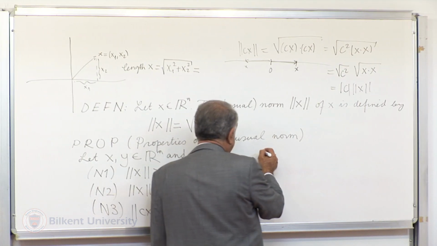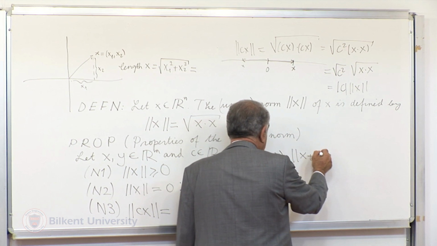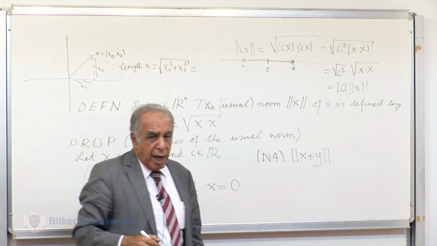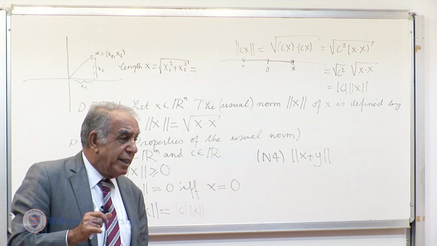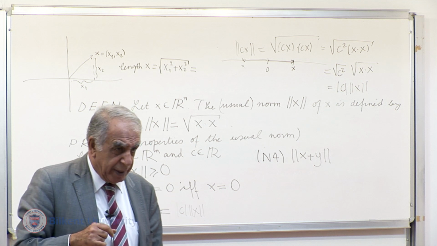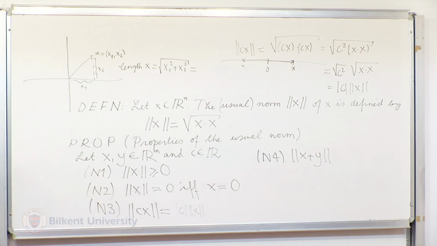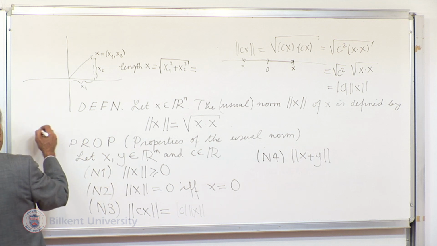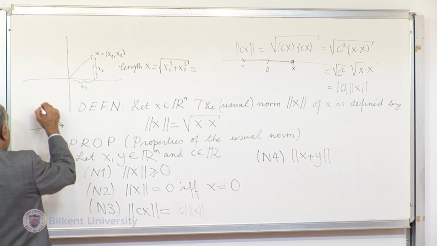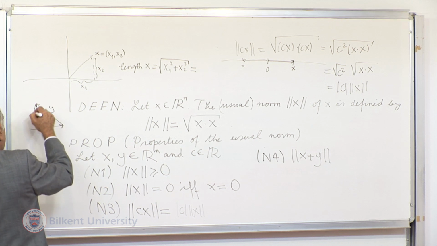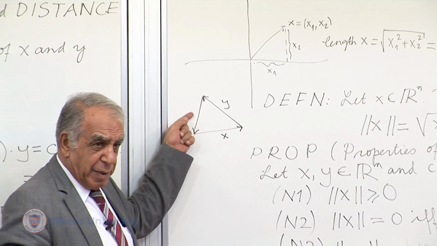The last one, which is more intricate, is about how the norm of the sum of x and y is related to the norms of x and y separately. But we can guess again by going back to R2. Now let this be x, this y, what will this vector be? x plus y.